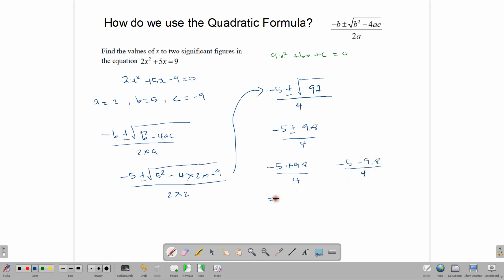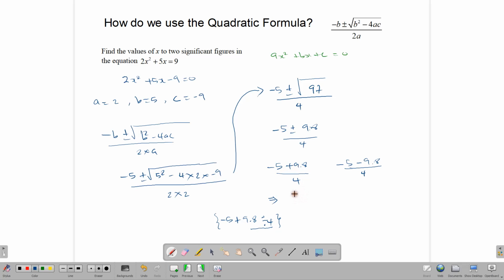When you're doing this section, be careful how you use your calculator. A lot of persons make mistakes here by writing out in their calculator -5 plus 9.8 divided by 4. This is a common mistake that you should try to avoid. Once you do this, the calculator is going to work out this part of the expression first, then add the result to -5, and it will give you a wrong answer. So rather, work out the top first.